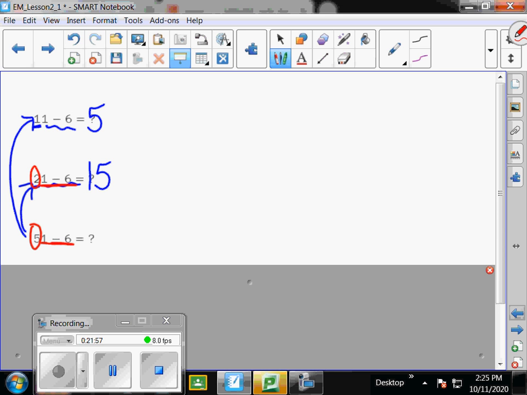So if I knew that 21 minus 6 was 15, then I know that 51 minus 6, what's the difference? I'm going from having 2 tens to having 5 tens. That's a matter of having 3 more tens. Add 3 more tens onto this answer, and you've got 45.